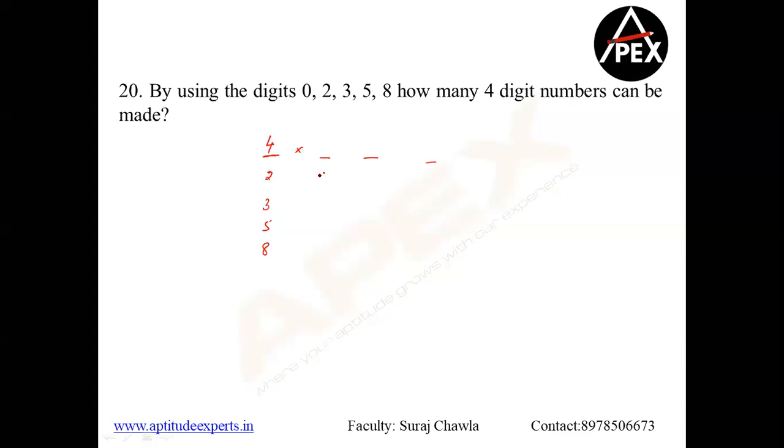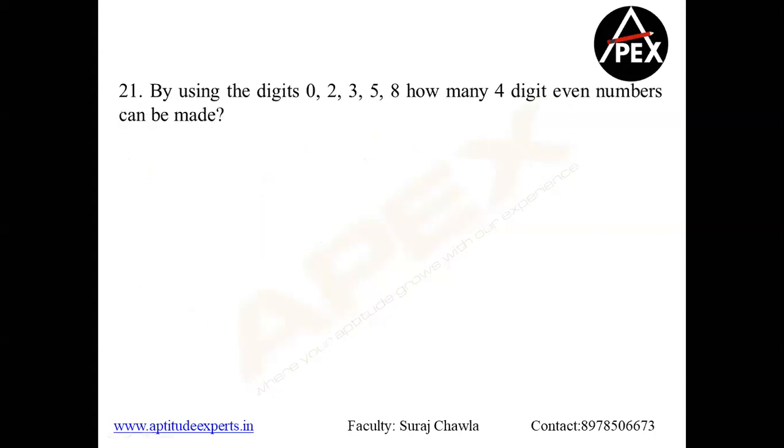Next, I can have a 0, 2 can be repeated, 3 can be repeated, 5 can be repeated, 8 can be repeated. So 5 into 5 into 5, that's 125 into 4. That is going to be 500. Clear? So 500 if repetition is allowed. And if repetition is not allowed, that means I get 100, sorry, 96 cases. Clear? Repetition not allowed. This was a very simple question on 0 involved. Now let's see how we solve when conditions are given to us. Yeah, let's solve this question, please.